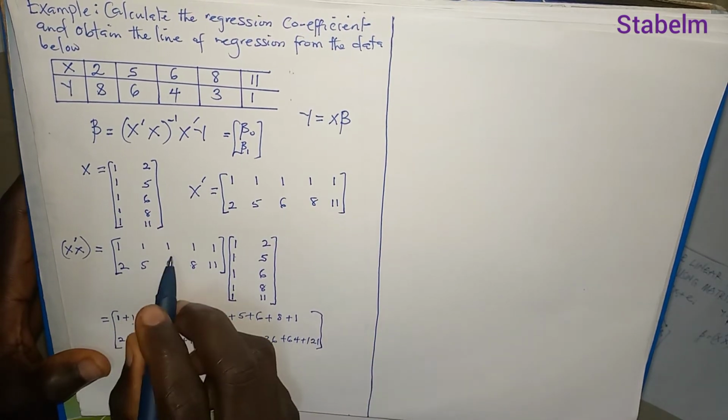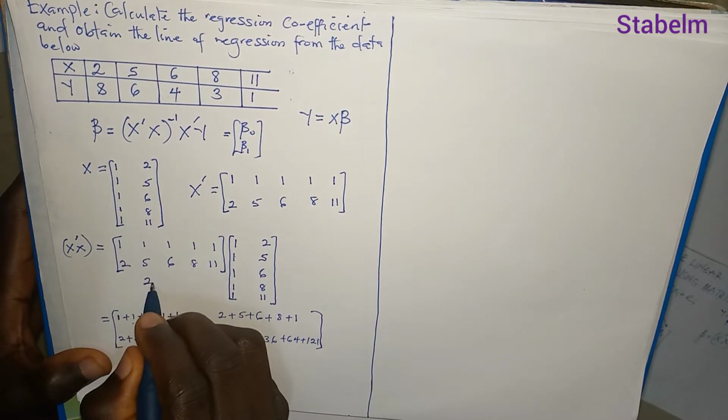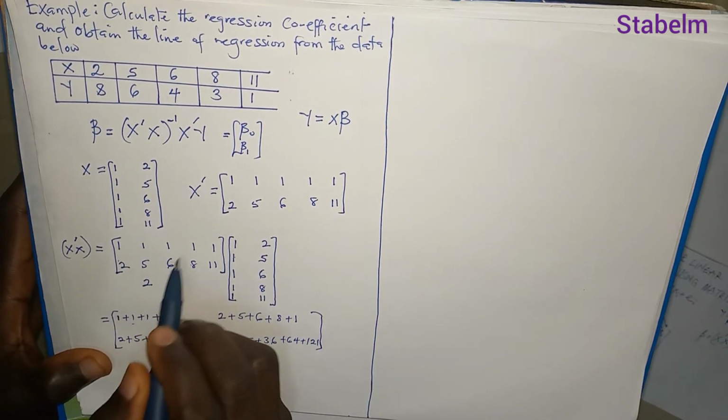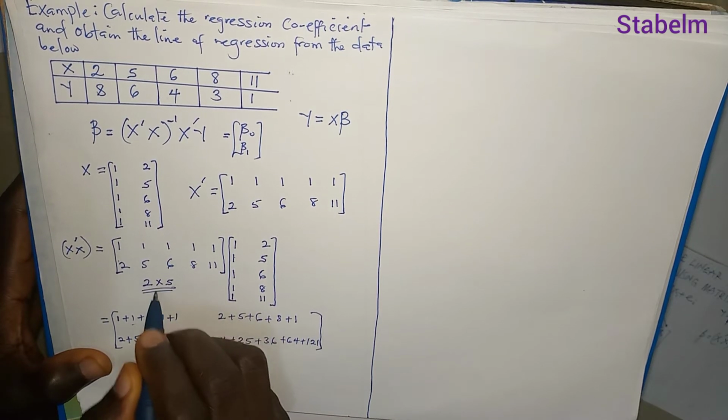Now, then what do we do? This matrix is 1, 2. We have 2 rows, and how many columns? 1, 2, 3, 4, 5. We have 5 columns. This is a 2 by 5 matrix.